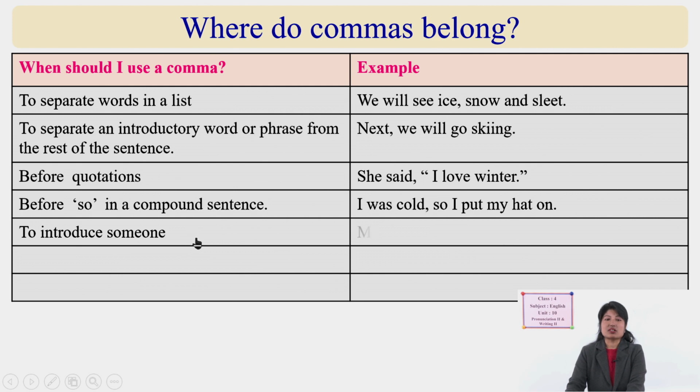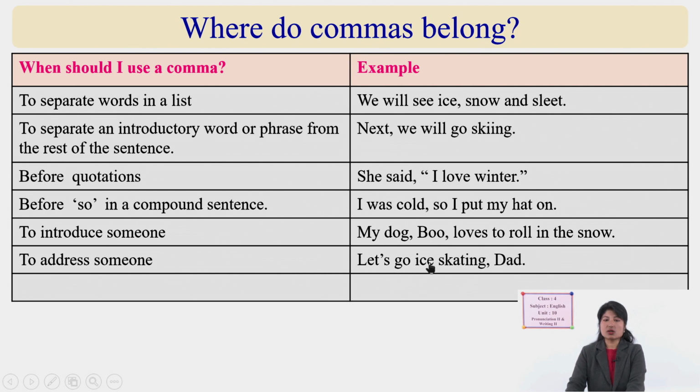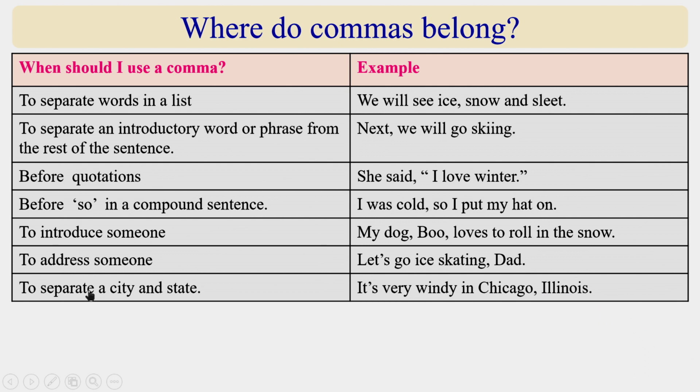To introduce someone: my dog, Boo, loves to roll in the snow. To address someone: let's go ice skating, Dad. Let's go ice skating, Dad. And the comma is here. And finally, to separate a city and state: it's very windy in Chicago, Illinois. So, it is separated by a comma. City and state are separated by a comma. So, these are the ways we use commas.